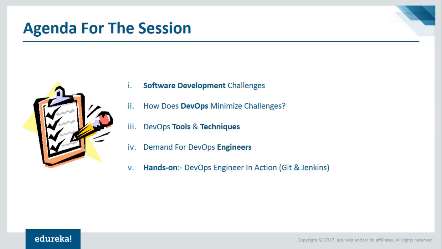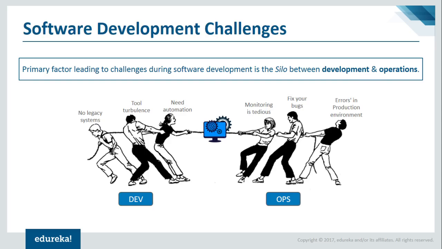This again is not going to be a very detailed demonstration. I'm just going to use two tools, Git and Jenkins. I'm going to show you a basic demonstration of how these two DevOps tools, which are the most popular DevOps tools out there, work and how easily we can benefit, right? So that will be the agenda for today. Without wasting much time, I'm going to start with my first topic, and that is the software development challenges.